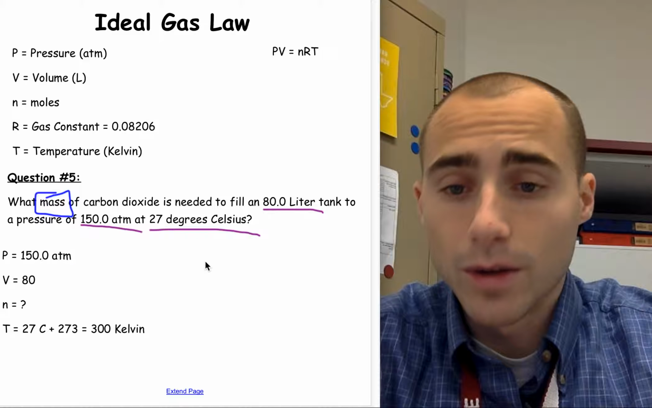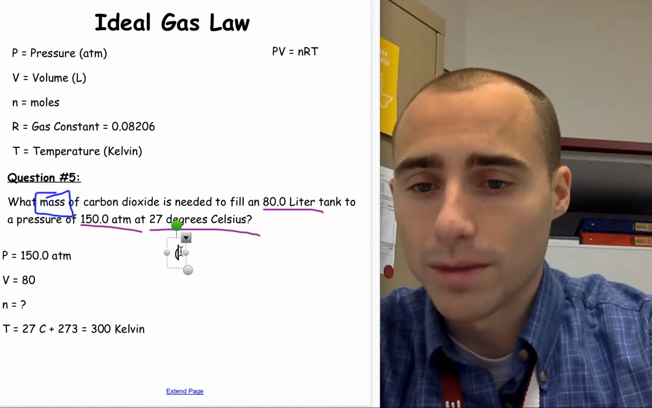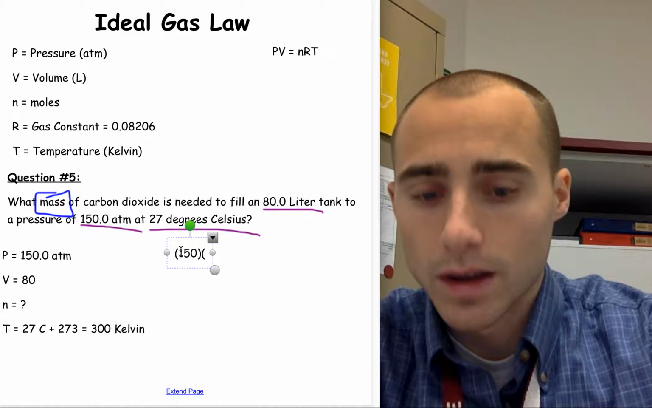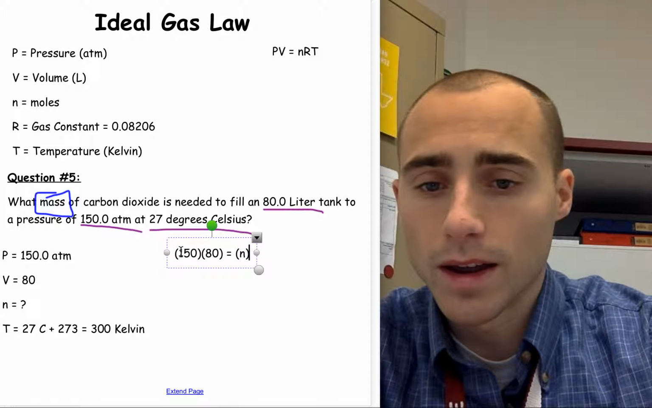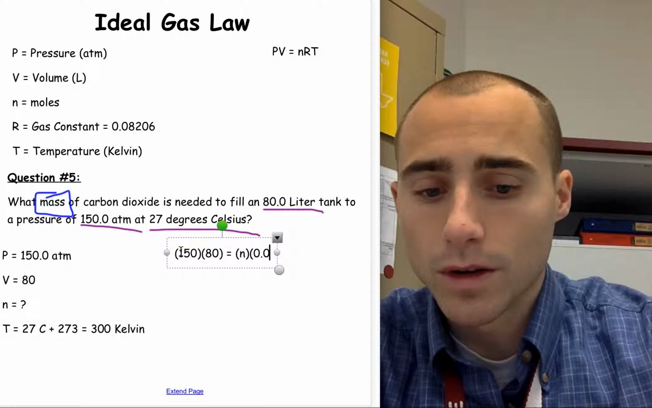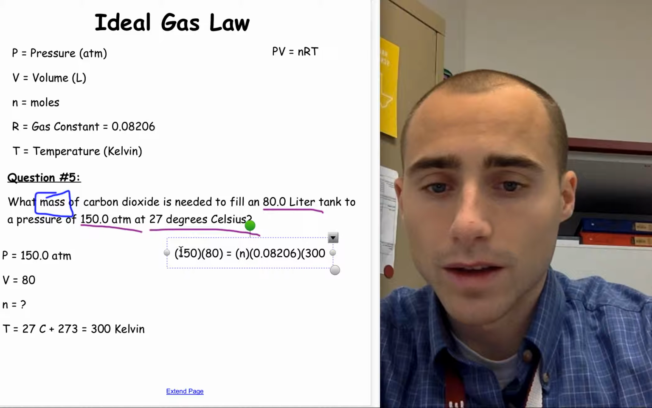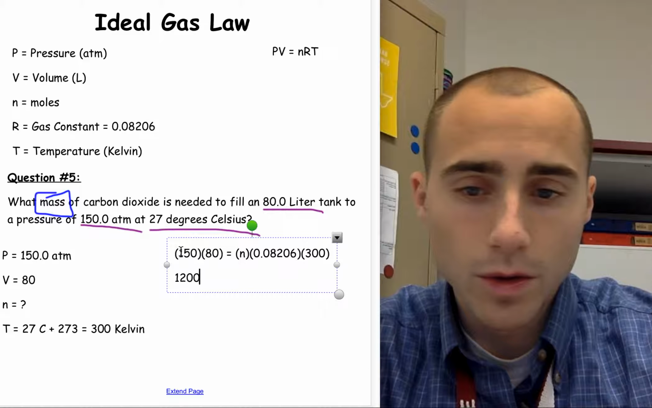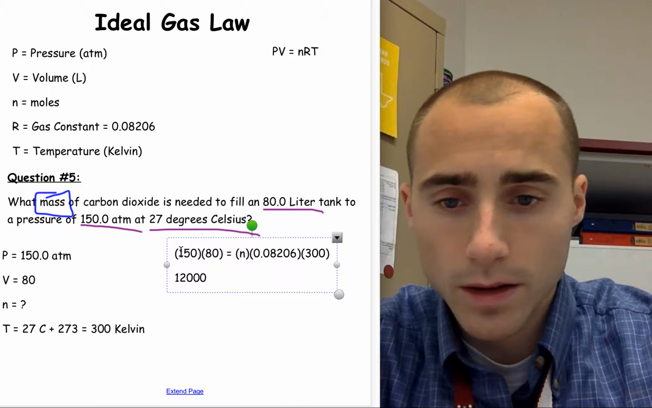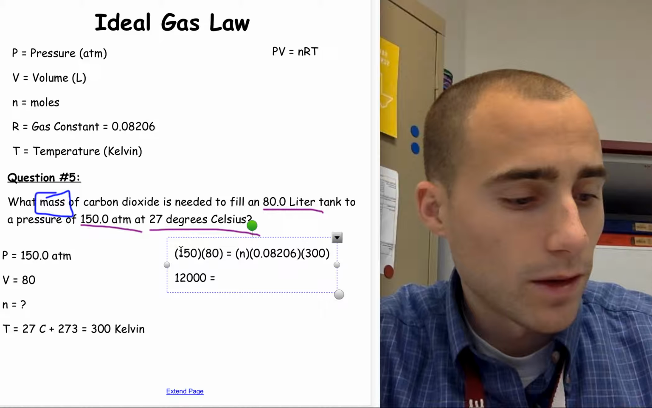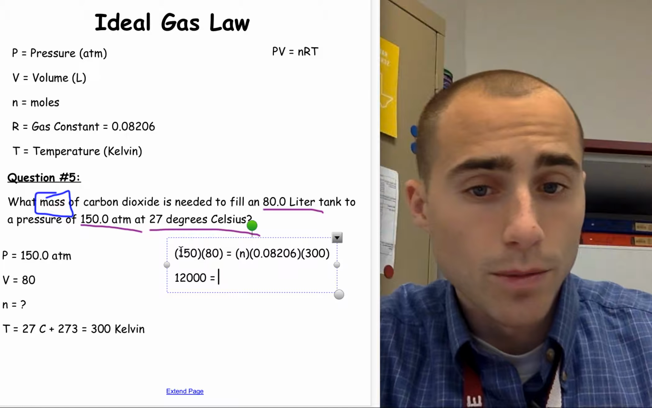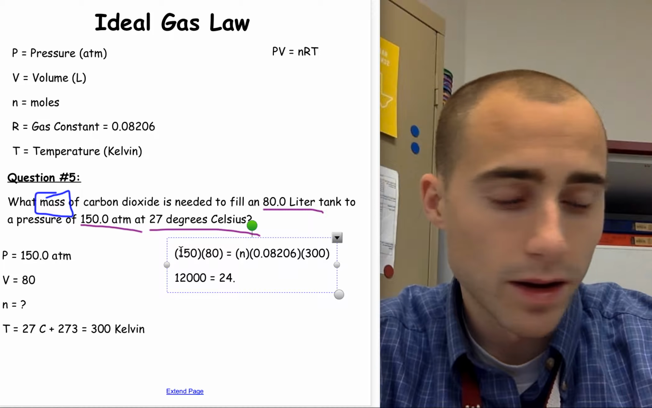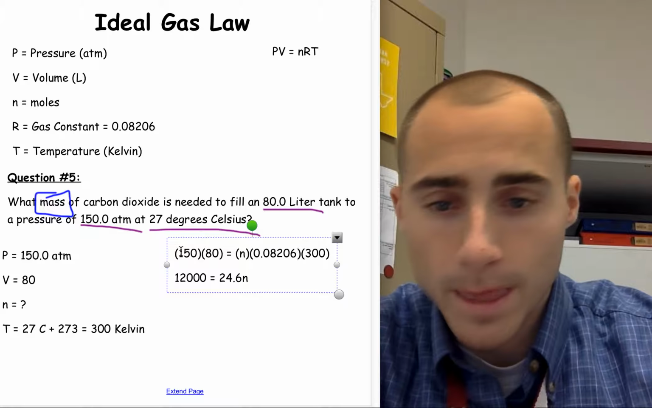And now let's go ahead and plug it into the equation. There's an additional step we'll do at the end that I think may surprise some of you, but we'll see. 150 is our P, 80 is our V, set that equal to n, which we don't know. Our R is always 0.08206. And our T in this case is 300. 150 multiplied by 80 is 12,000. Set that equal to 0.08206 multiplied by 300, which is 24.6 n.